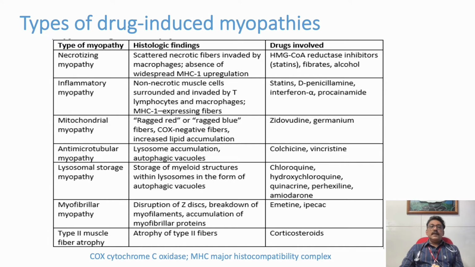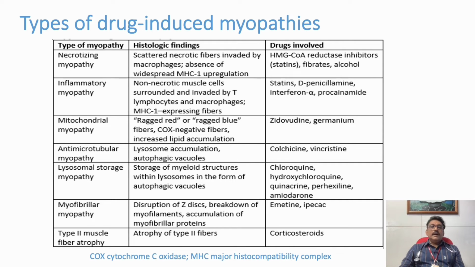Then colchicine can produce polymyositis. Vincristine can produce. Chloroquine, hydroxychloroquine, these drugs are mainly used in skin conditions, malaria and all. We use chloroquine and hydroxychloroquine. Then amiodarone can rarely produce muscle involvement. Then emetine, then corticosteroids also can produce some types of proximal muscle myopathy.